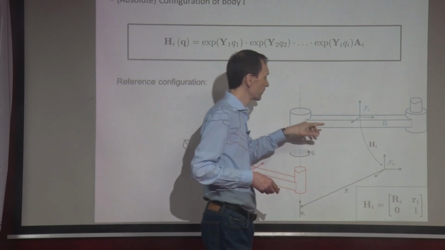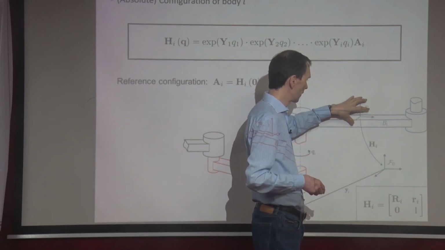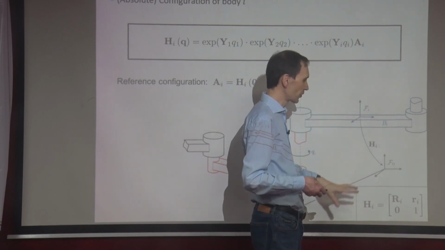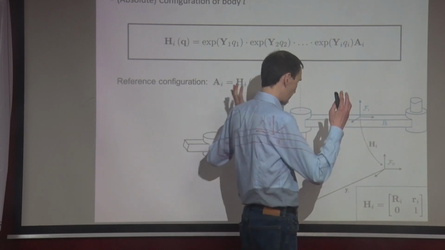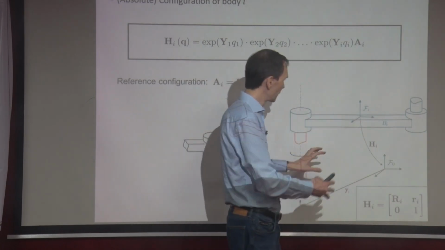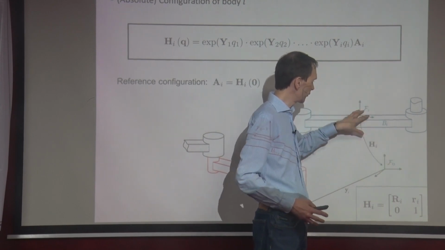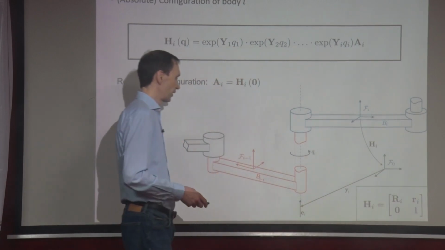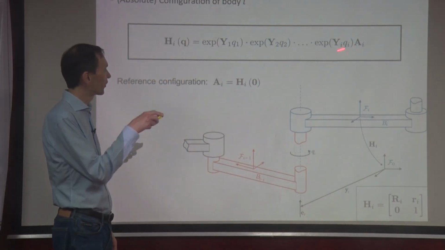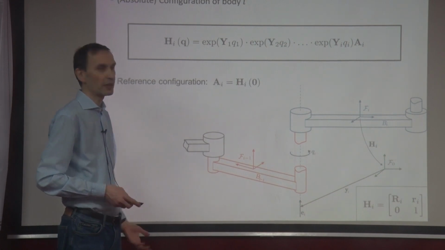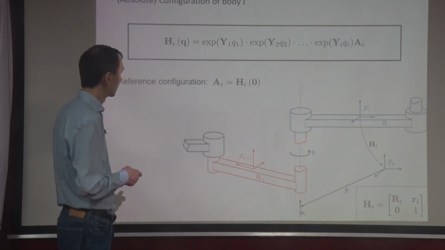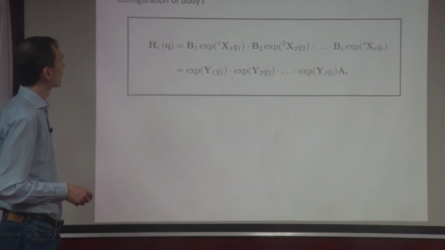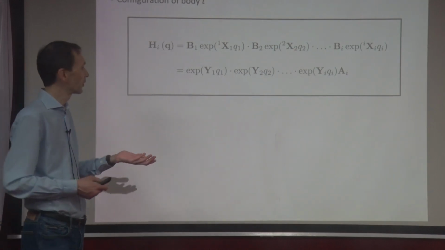So A_i is the absolute initial reference configuration. Essentially you take your system at the beginning, then you compute the pose of F_i relative to the space-fixed frame, and that's it. And then you plug in the screw coordinates in these exponentials, and then you have it. And that's the second form of the product of exponentials. So we have two versions that we can use.